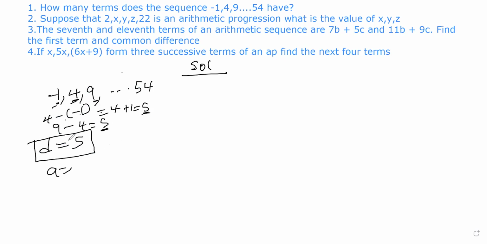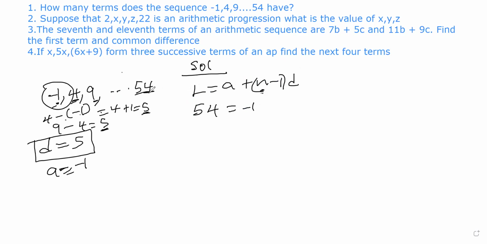We also know that the first term is -1. Now, remember the formula I gave you: the last term is A plus (n minus 1) D. Here the last term is 54 and the first term is -1. So this n is not just any n. It is the number of terms that makes this the last term.